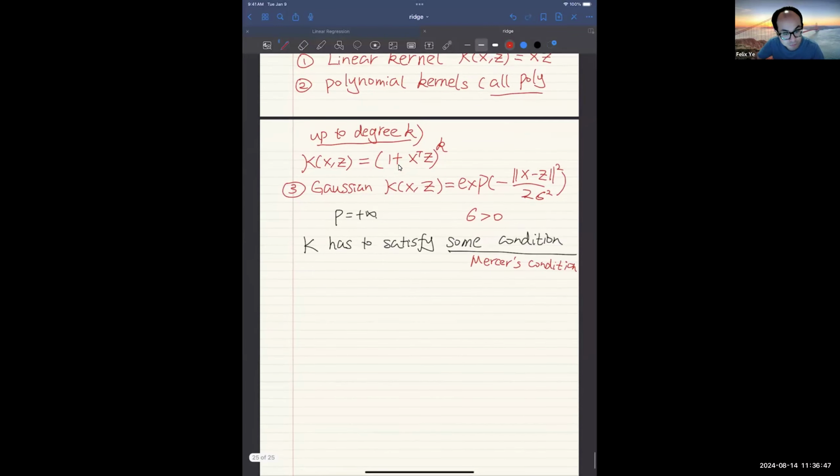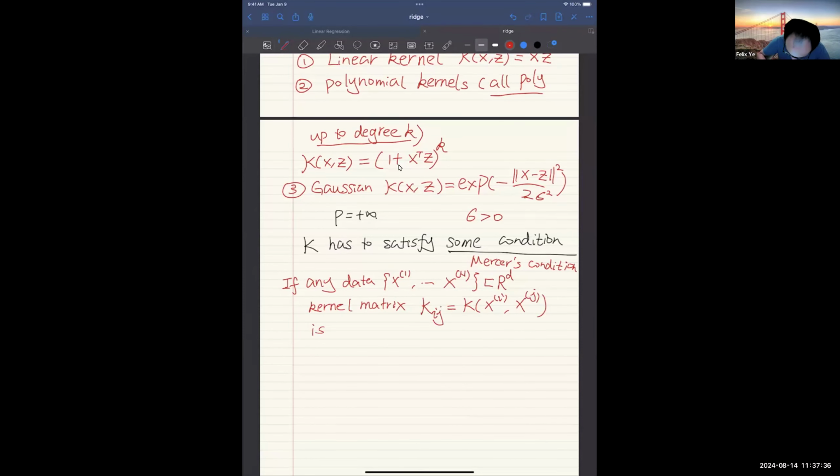So what does that actually mean? The Mercer condition states that for any data x1 to xn in R^d, if our kernel matrix K_ij, which is K of x_i and x_j, is always a positive semi-definite matrix, then this kernel is a valid kernel function.